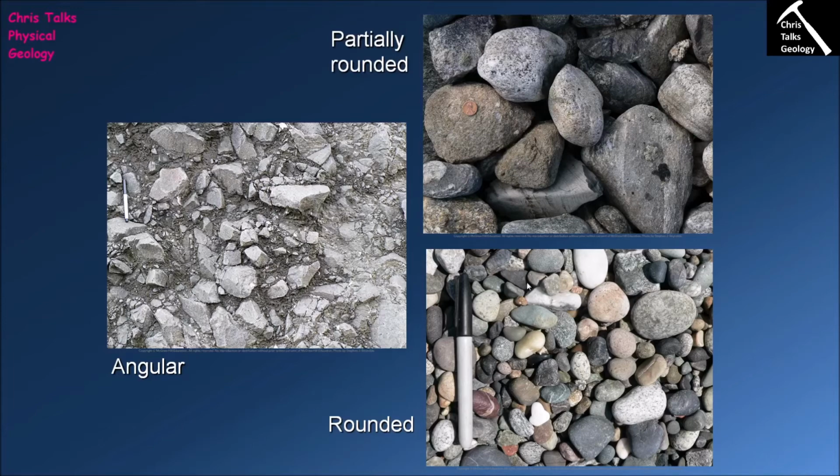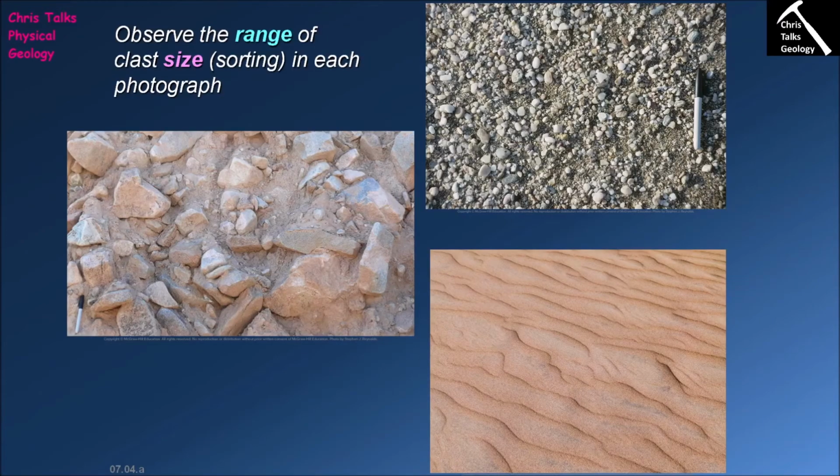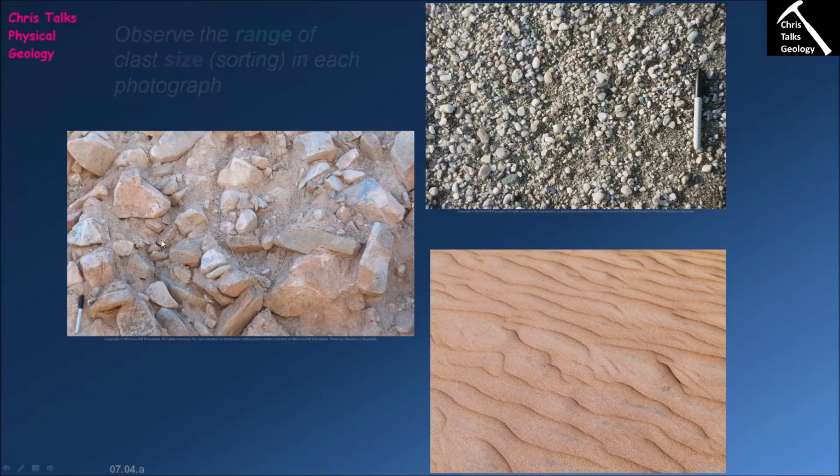The next features we can look at when classifying a clastic sediment is the size range of the clasts and also the size of the clasts in general. So in terms of the size range, that's simply a measure of how many of the different clast sizes are present in our sediment. So if we look over here, we have a type of sediment which we refer to as poorly sorted because it has a large range of clast sizes.